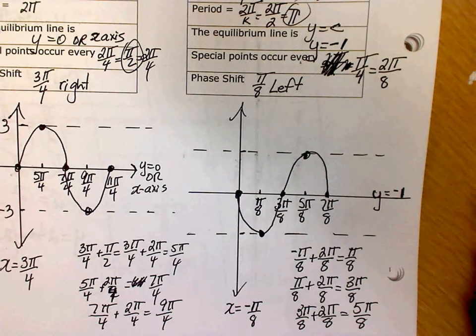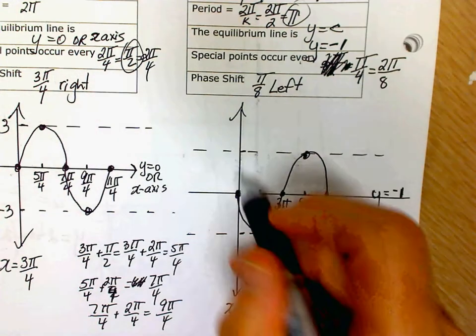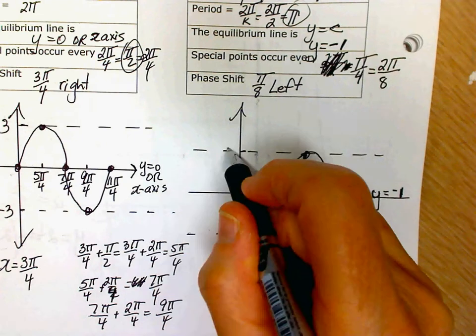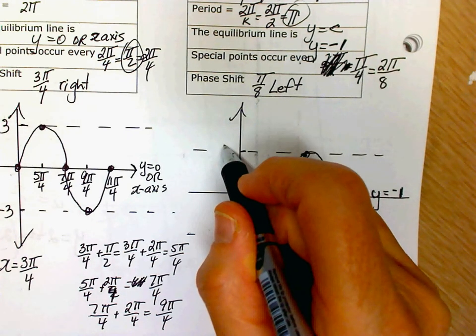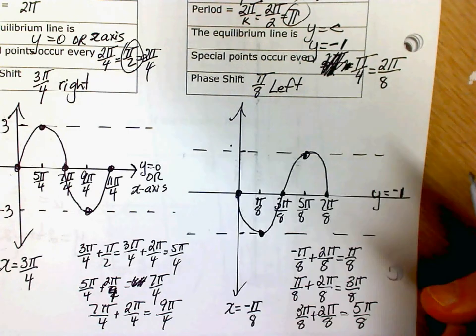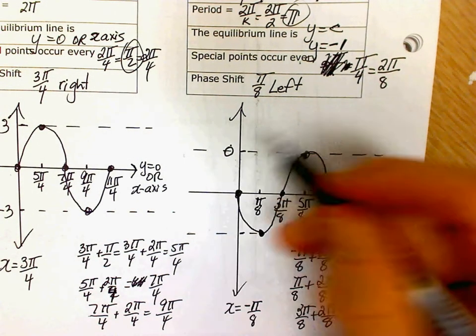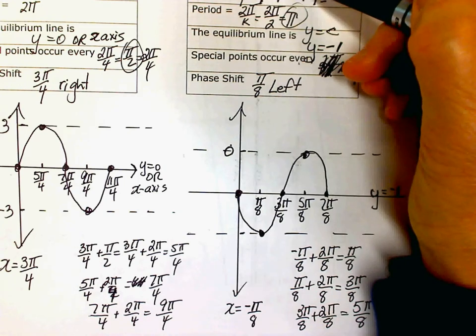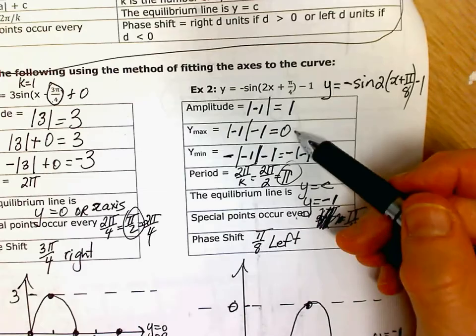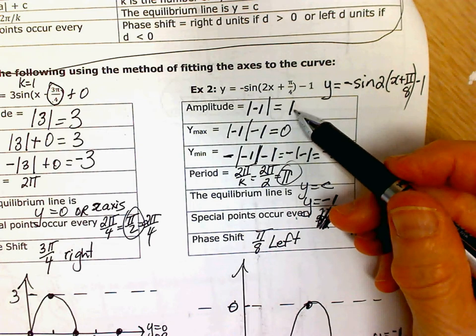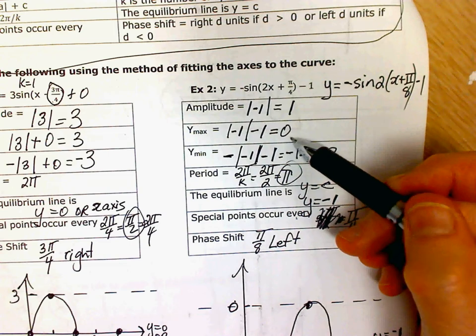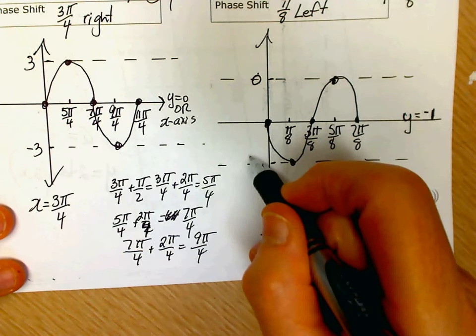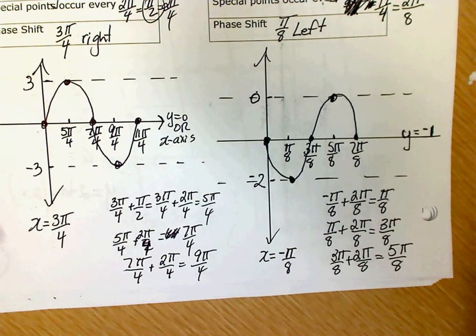Uh-oh. Our amplitude is 1. How do I label this line? What is it going to be? 0. The max value is 0. We calculated that up here, see? Right there. Okay, and the minimum is? That's negative 2. And I think we've got it.